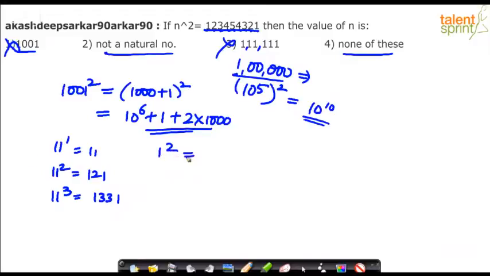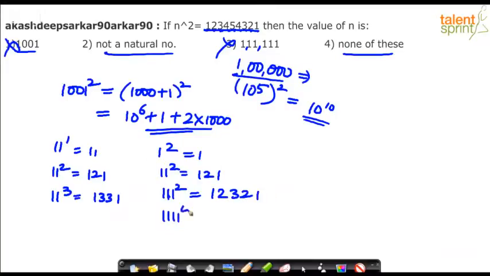Or maybe like this: 1 square equals 1. 11 square is 121. What is 111 square? Let's find out 111 square. So it's 100 plus 11, right? So 10,000 plus 2,200. So 12,200 plus 121, right? So this will be 12,321. Yeah, I think this is how it is. I now remember the pattern.